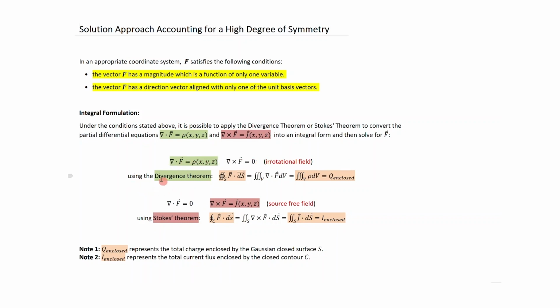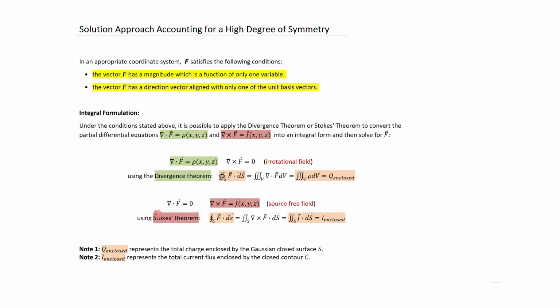If we use the divergence theorem, then we know that if we take a closed surface integral of F over the surface, that's equivalent to taking the divergence of the vector field integrated over the volume dV. But the divergence of the field is rho, so this would be like integrating the charge density over the volume, which gives the total charge enclosed. So this is a type of expression that we'll be working with.